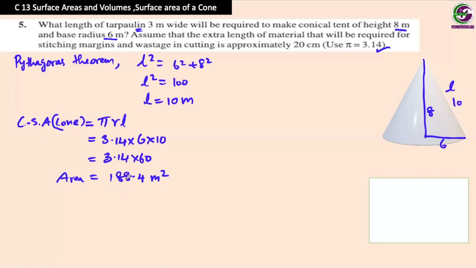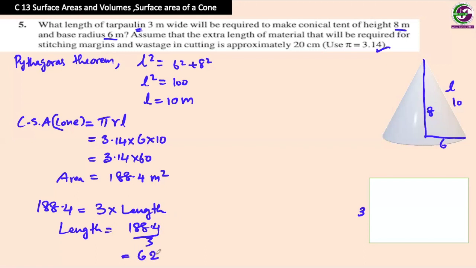This area is supposed to be taken from a tarpaulin which is rectangular in shape, and the width of the rectangular shape is 3. So we have to find a total area of 188.4 from a rectangular sheet, and the area of a rectangular sheet is breadth multiplied by the length, and we don't know the length of the rectangular tarpaulin. So we can find the length is equal to 188.4 divided by 3, which is equal to 62.8 meter square.